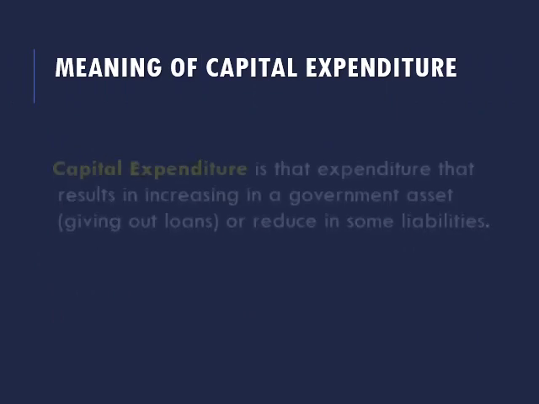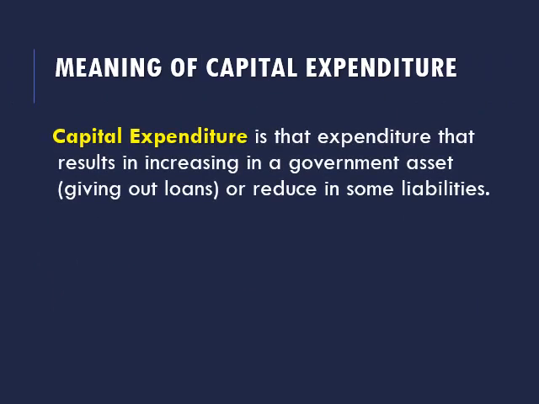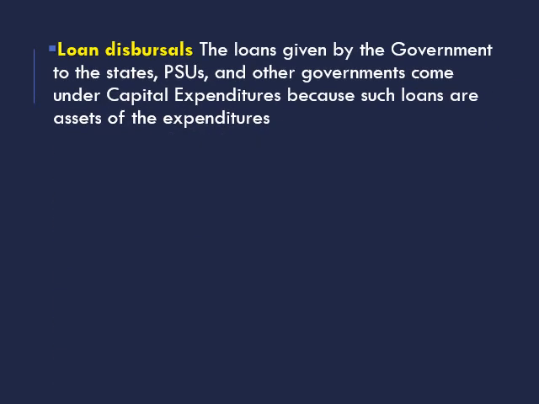Now let's talk about the capital expenditures. Capital expenditures result in an increase in government assets and a reduction in some liabilities. So it's just the opposite: creating assets and reducing liability for the nation. What are the sources? First one, loan disbursal. The loans given by the government to the states, PSUs and other governments come under capital expenditure because such loans are assets of the expenditures.